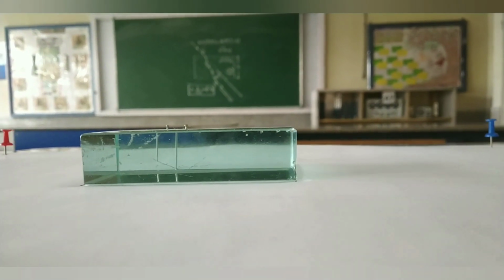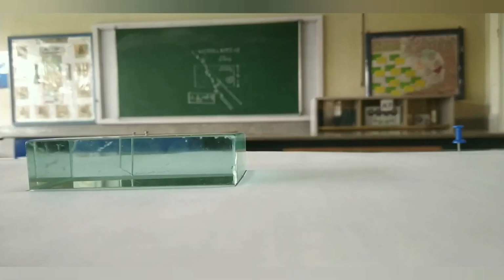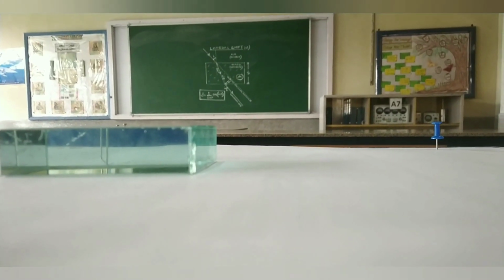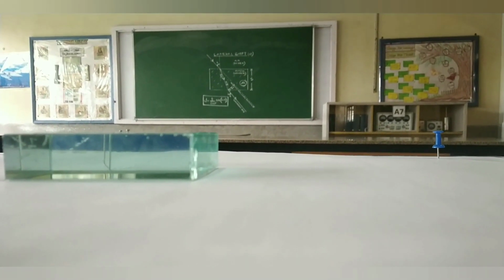Now we will look for the refracted image of the pins from the opposite face of the slab. Here you can see the image of those two pins.